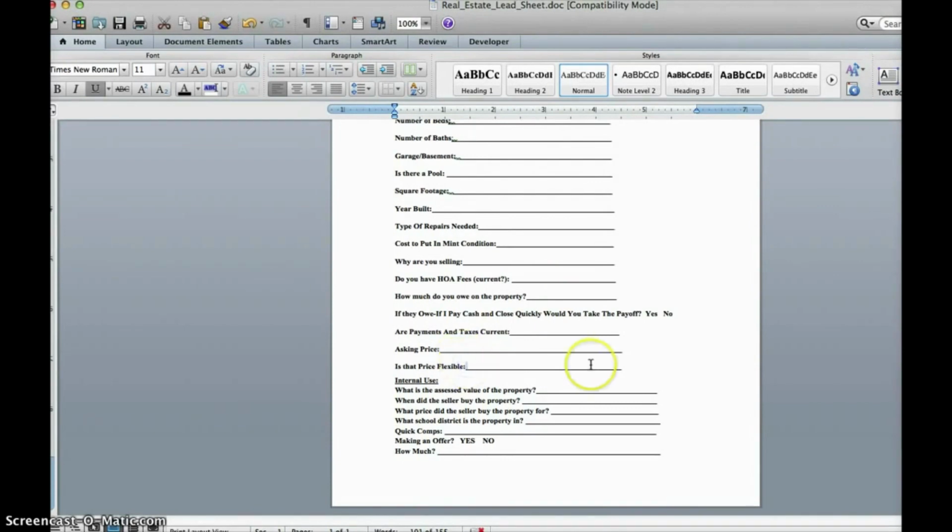And then we always want to ask if it's flexible. A lot of the times they'll say yes. I don't know that I've had too many say no. A lot of the times they just really want to sell.